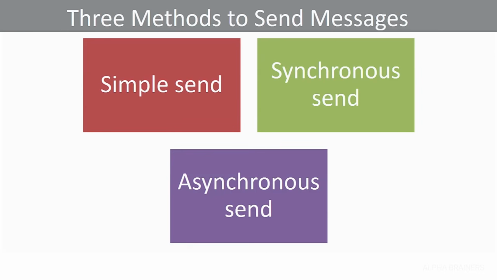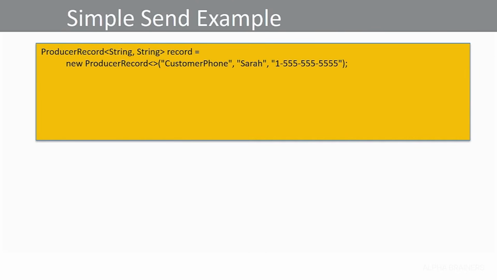So as far as the coding is concerned, here's an example of a simple send. Here we create the record itself that we want to send to the broker. We've seen this before, where we use the producer record to create a record, store it in this record, and then we're going to use a try function here.